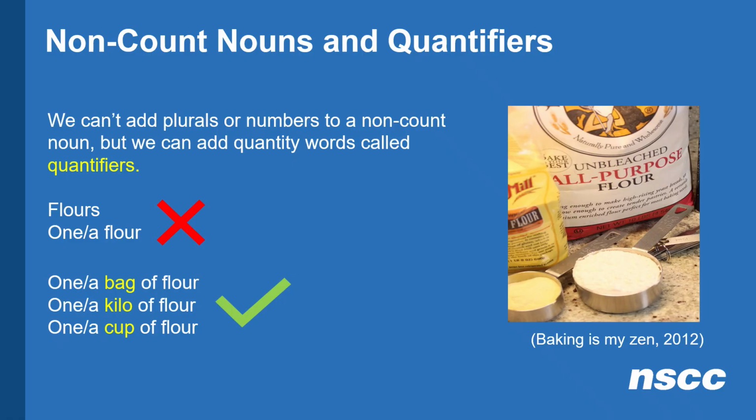Now let's talk about non-countable nouns. We can add plurals to some nouns, countable nouns, but not to other nouns, non-count nouns. For example, if we think about flour that we use for baking, we can't count it. We cannot say, I need one flour, or please pass me the flours. To count it, we have to put a quantifier in front of it. A quantifier tells us how much flour. One bag of flour, one kilogram of flour, or one cup of flour. We can't add numbers to a non-countable noun, but we can add quantifiers.